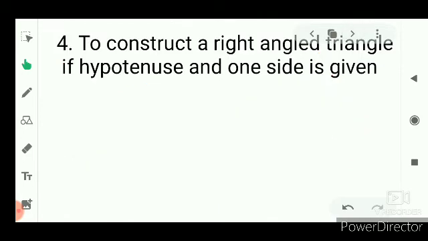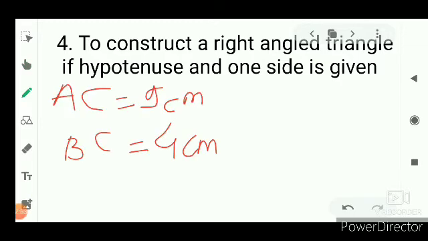The fourth type of constructing a triangle is if the hypotenuse and one side are given. Suppose in the triangle ABC, AC is the hypotenuse which is given as 9 cm and BC is one side of the right angle triangle which is 4 cm. We all know that in a right angled triangle one angle is of 90 degrees.